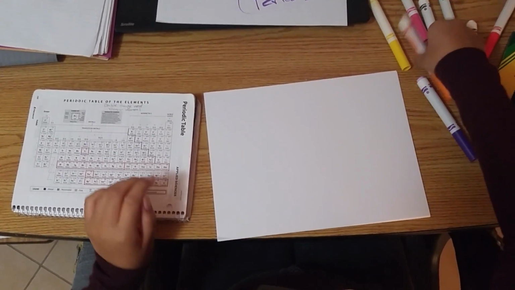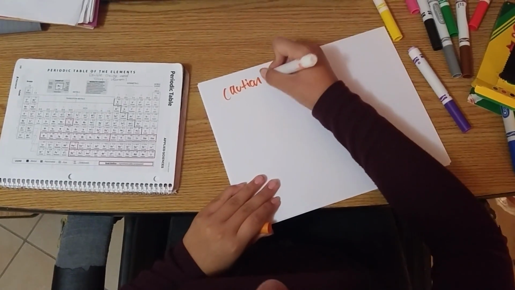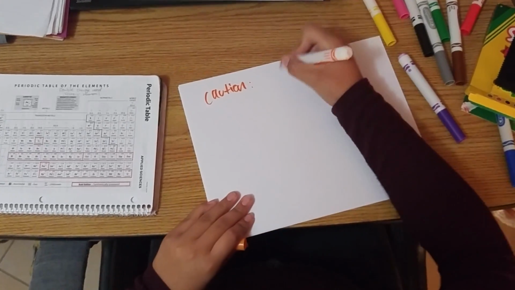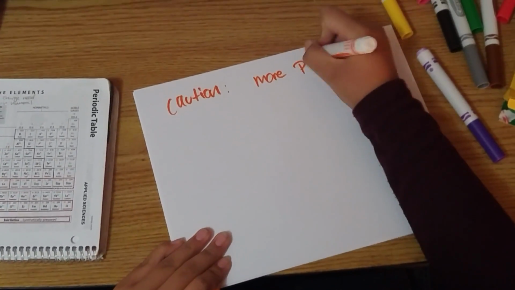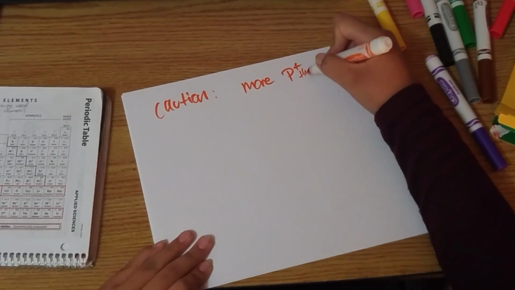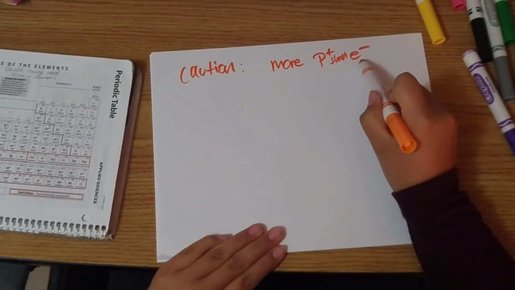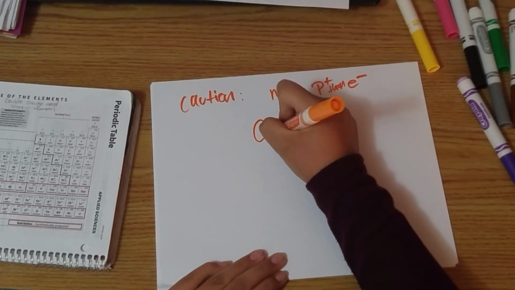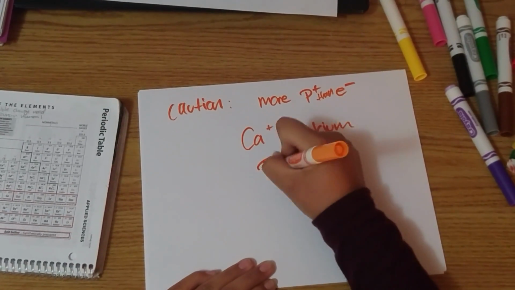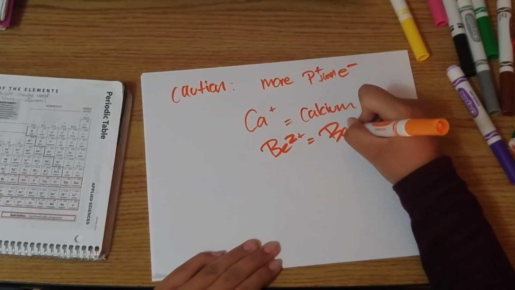Now, firstly, we're going to start with what a cation is. A cation is a positive ion, meaning it has more protons than electrons. This is formed when atoms lose electrons. An example of this would be Ca+, which is calcium, and Be2+, which is beryllium.